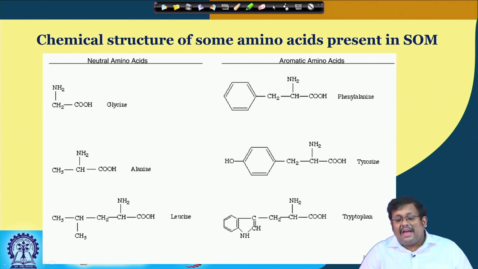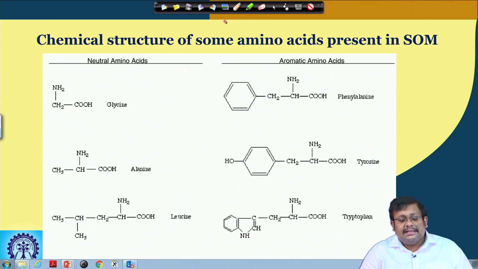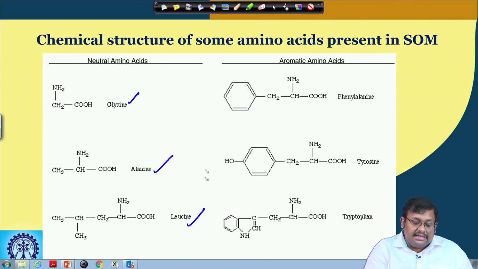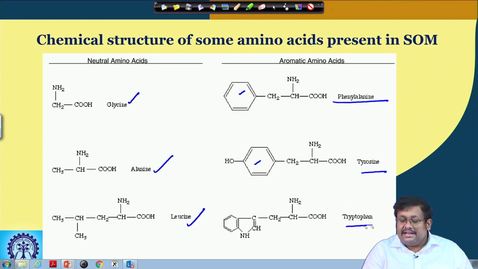What are the different types of amino acids which are present in soil organic matter? One thing we can see is that there are different types of amino acids present in the soil organic matter, and we can classify them also. The first classification is neutral amino acids. Among the neutral amino acids you can see glycine, also alanine and leucine. These are the neutral amino acids which are present in soil organic matter. However, in case of aromatic amino acids, as you can see, the aromatic rings are there. So, phenylalanine, tyrosine and tryptophan are present in the soil organic matter.